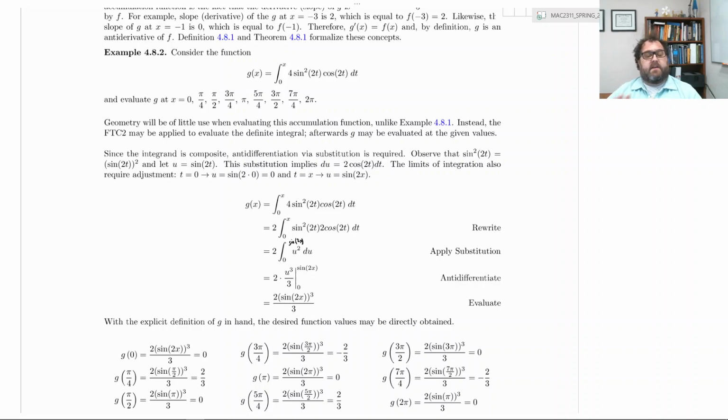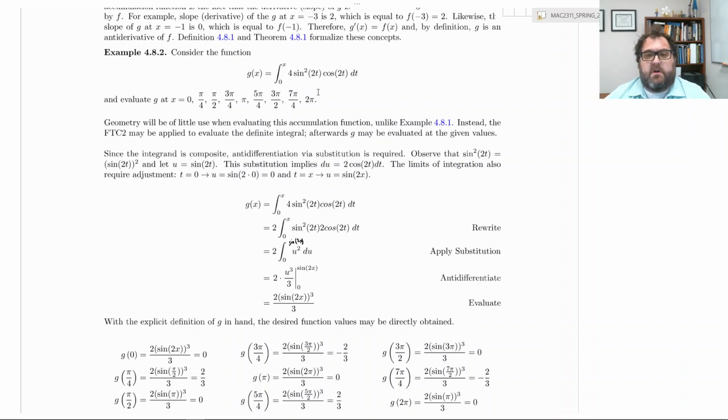All right, welcome back. Let's take another look at an example of an accumulation function. Because again, what we're doing here is getting you ready to talk about a big result called the first fundamental theorem of calculus. But we need to understand really well what an accumulation function is before we can tackle the first fundamental theorem of calculus.